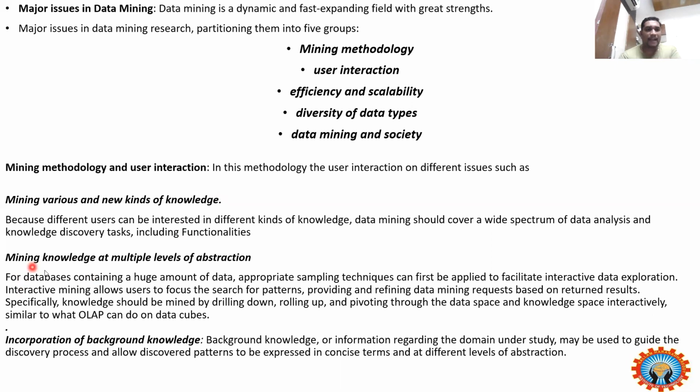Next one is mining knowledge at multiple levels of abstraction. You know that we have a concept called concept hierarchy. In that concept hierarchy, there is a level of abstraction, and at which level your data has to be retrieved or identified. For example, if you have annual sales and I want the data of a particular month, you have to level that annual sales into 12 months.